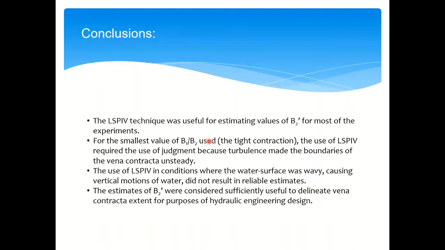The LSPIV technique was useful for estimating values of B2 prime for most of the experiments, and for the smallest value of B1/B2 the use of LSPIV required the use of judgment because turbulence made the boundaries of the vena contracta unsteady. The use of LSPIV in conditions where the water surface was wavy, causing vertical motions of water, did not result in reliable estimates. The estimates of B2 prime were considered sufficiently useful to delineate the vena contracta extent for purposes of hydraulic engineering design.